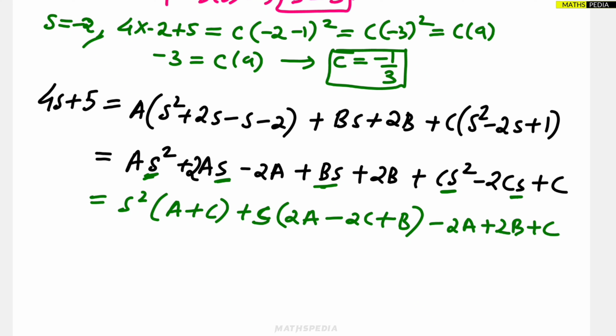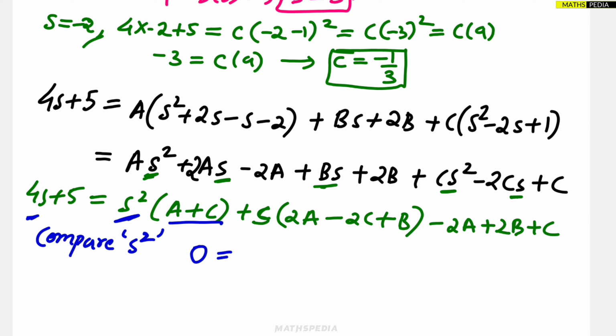See here, how to compare the coefficients is a new concept we are studying. Here s square is there, and on the other side there is no s square. Can you compare? Yes, you can compare. While comparing you should write comparison, compare the s square coefficient. Comparing s square, on the LHS it is 0, since the coefficient is not there it means 0. 0 is equal to the coefficient of s square, which is a plus c. So a plus c is equal to 0.